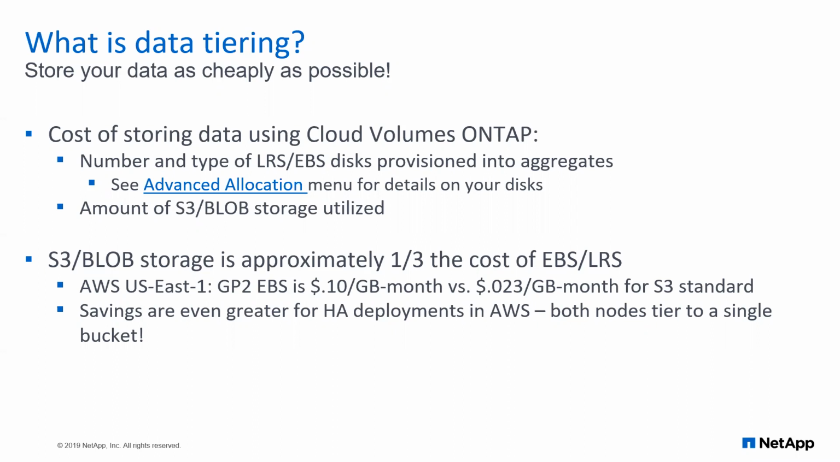And then, of course, the thing we all really care about here is the fact that S3 or blob storage is a lot cheaper than paying for EBS or LRS. I'll give you an example here. I checked out the pricing in AWS in the US East 1 region today. If you wanted to provision 1 gigabyte of GP2 EBS, that's their standard SSD drive, that'll be 10 cents per gigabyte a month, versus S3 standard object storage, which is about 2.3 cents.